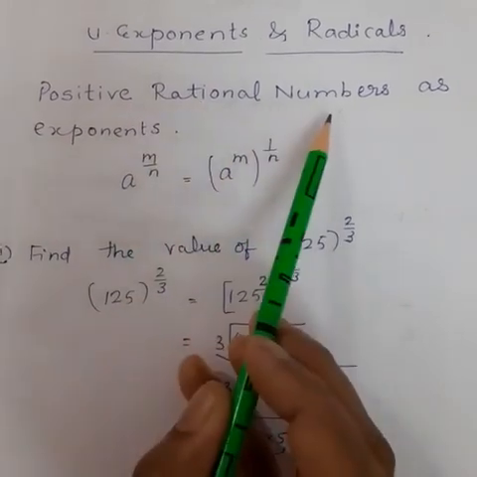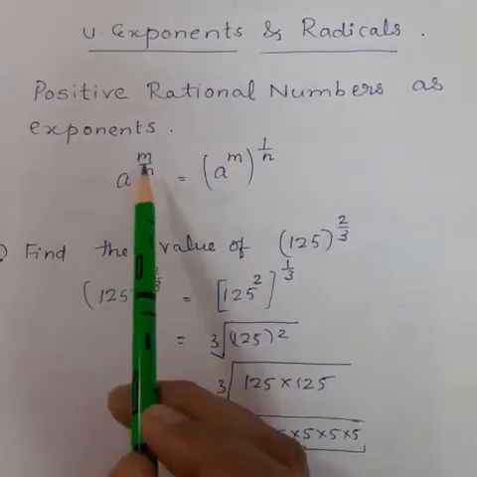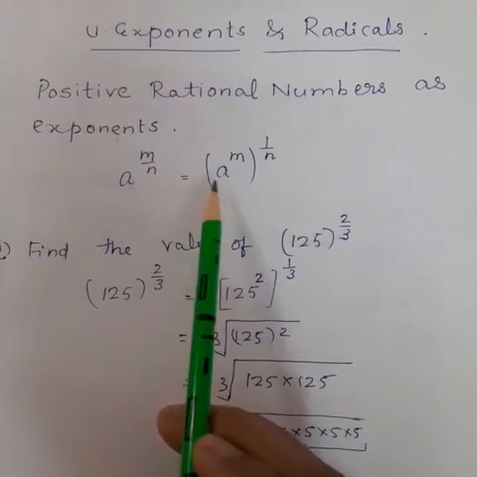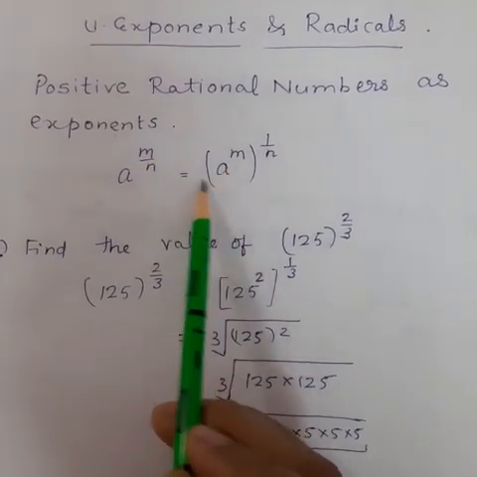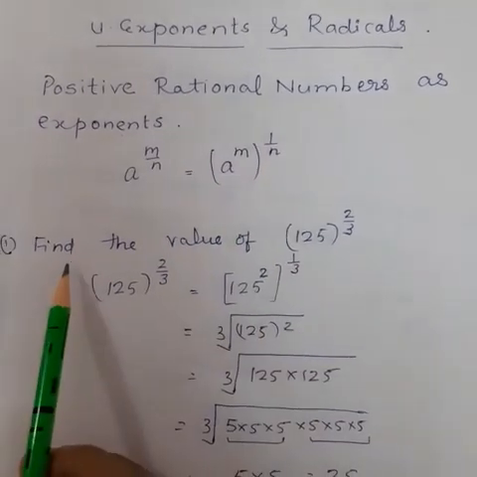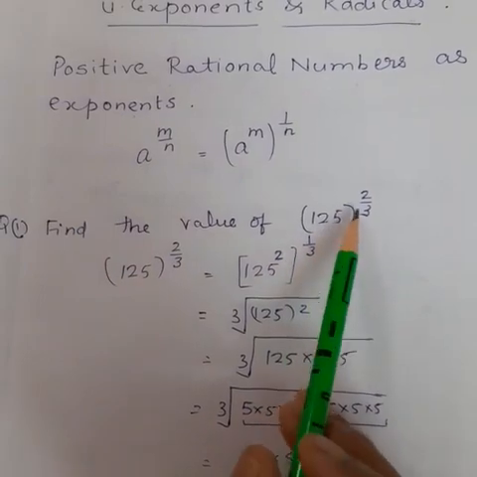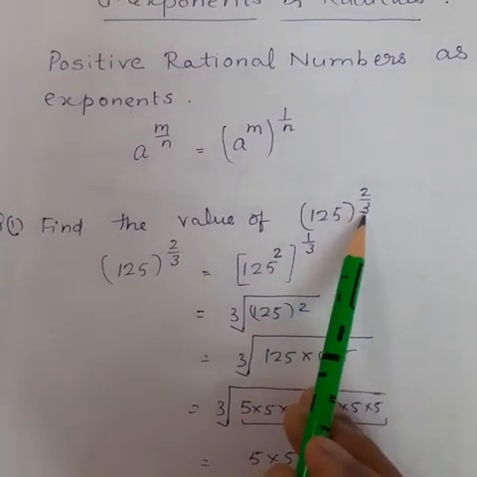Positive rational numbers as exponents. Here is one rule: a to the power m by n is equal to a to the power m whole to the power 1 by n. By using this rule, let's solve this question. Find the value of 125 to the power 2 by 3.